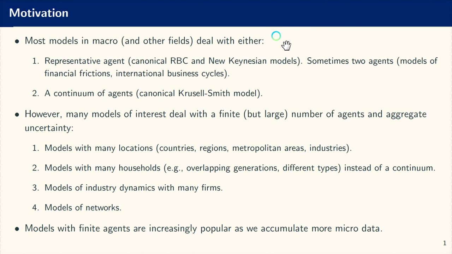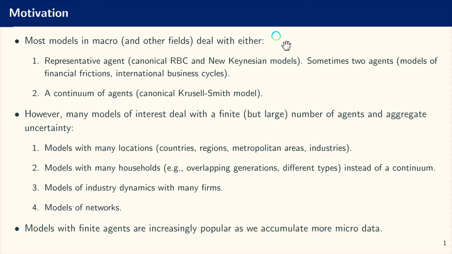The second type of models are environments with a continuum of agents, like in the canonical Krusell and Smith model. However, there are many models of interest that deal with a finite but large number of agents and aggregate uncertainty. Think about models with many locations, countries, regions, metropolitan areas, industries. These models have become very popular during the last year because they have been used to study the spread of COVID-19 and the local interactions.